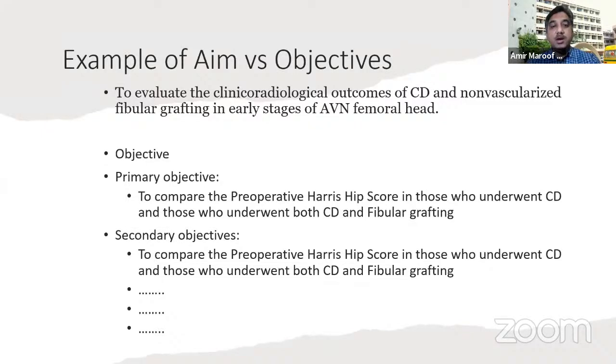Secondary objective is some other score, like VAS, the visual analog scale. I think I did not change it here, I'm sorry for that. So it is to compare the visual analog score in those who underwent one particular intervention compared to those who did not undergo that particular intervention. And then you can compare the radiological outcomes also. You can compare some other clinical outcomes also in secondary objectives. You can do all that. So I hope you understood the difference between aim and objectives. Objectives must have outcome measures.